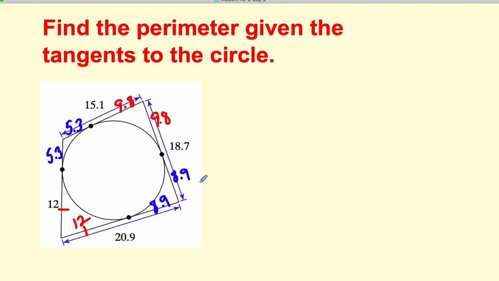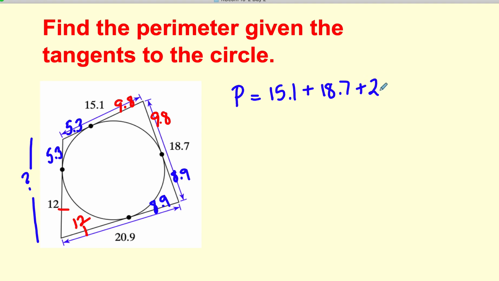And so now I can figure out the perimeter, because I really did know this side and this side. What I didn't know was this side. This side was the one that I had to figure out. And what I did is I walked around the whole quadrilateral to figure out the little pieces. So the perimeter will be equal to 15.1, that's one side, plus 18.7, plus 20.9, and now I have figured out that last little piece, which is 17.3.